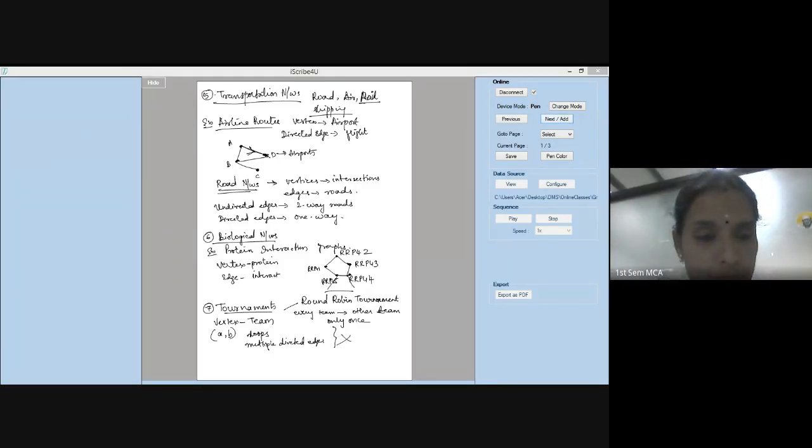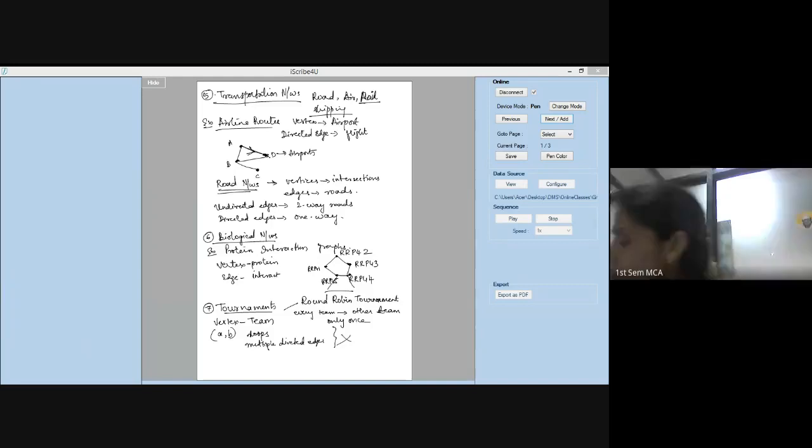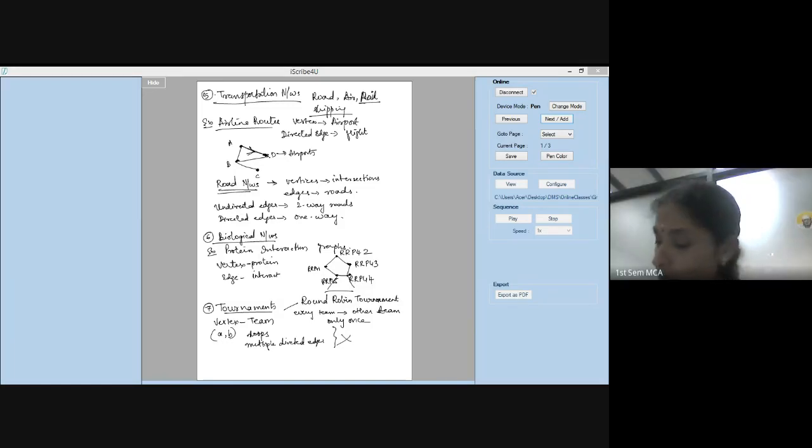Any doubts, anyone? Ma'am, in a transportation network, we can have multiple edges, no, ma'am? Between two vertices, we can have multiple edges? Yes, you can have. I said we can have undirected edges which represent two-way roads. If you are making it directed, then you can show a directed edge to represent one way, and another directed edge to show the other way around. Still, it is possible. Okay, thank you.